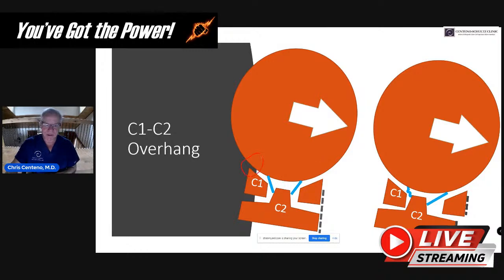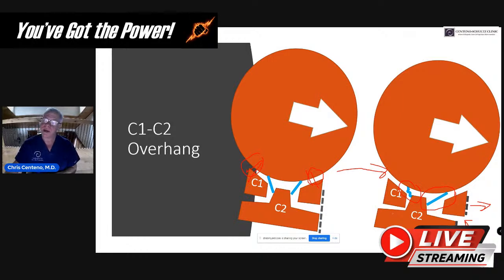So assuming C1 and the skull move together, then as you laterally bend, this alar ligament comes under stretch if this starts to go that way, and the opposite alar ligament of the overhang, because the overhang's over here, is slack. So basically, the conclusion is that it's the same side as the overhang.